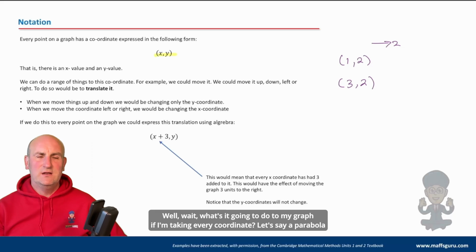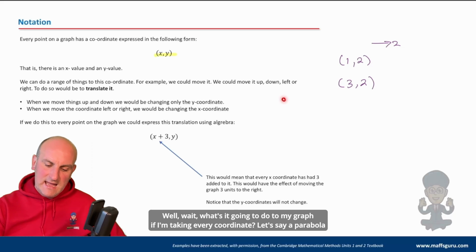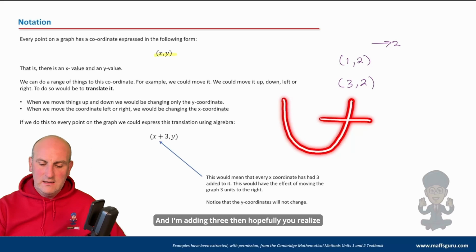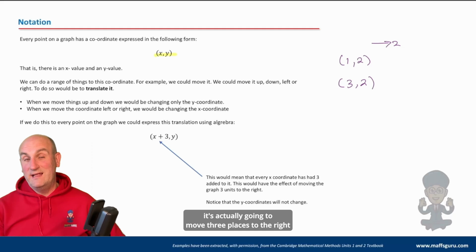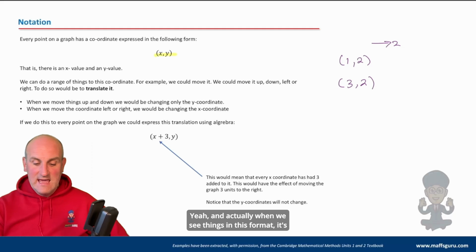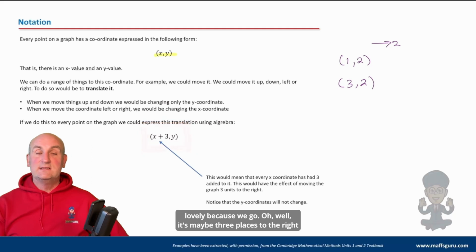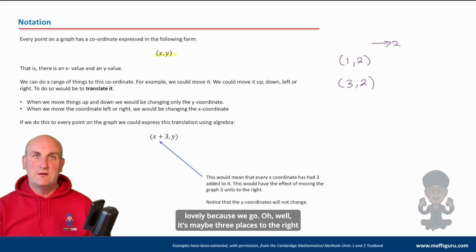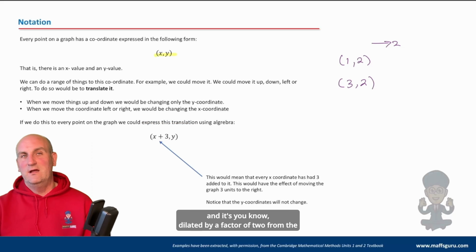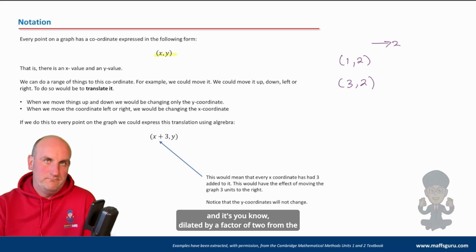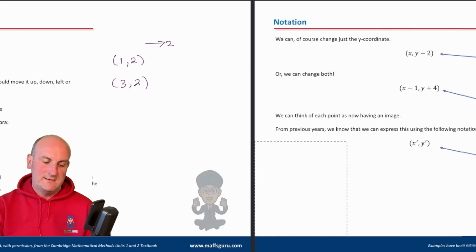Well, wait, what's that going to do to my graph? If I'm taking every coordinate, let's say of a parabola, and I'm adding 3, then hopefully you realize it's actually going to move 3 places to the right. Yay! And actually, when we see things in this format, it's lovely because we go, oh, well, it's moved 3 places to the right. It's rotated, it's reflected in the y-axis, and it's dilated by a factor of 2 from... and so on. But I'm rushing ahead.